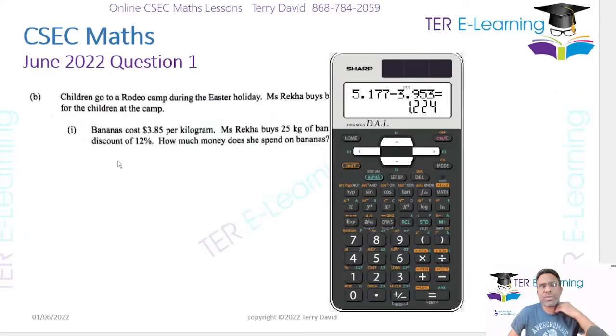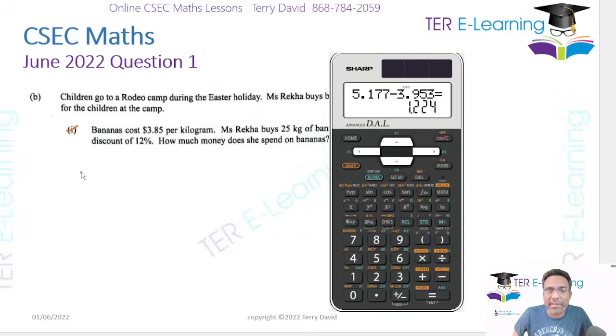Now, children go to rodeo camp during the Easter holiday. Miss Reka buys bananas and oranges for the children at the camp. So we have a camp and we have bananas and oranges. In part 1, bananas cost $3.85 per kilogram. Miss Reka buys 25 kilograms of bananas and receives a discount of 12%. How much money does she spend on the bananas?